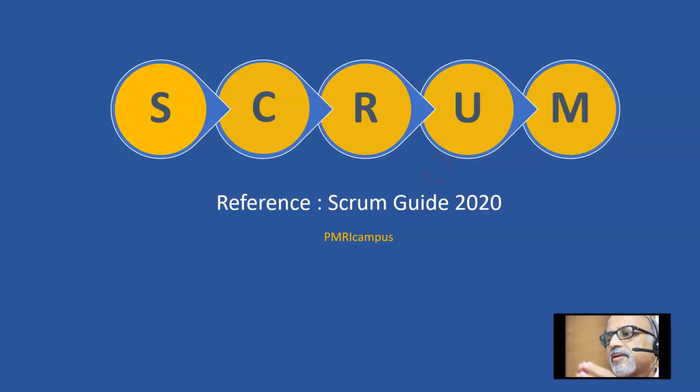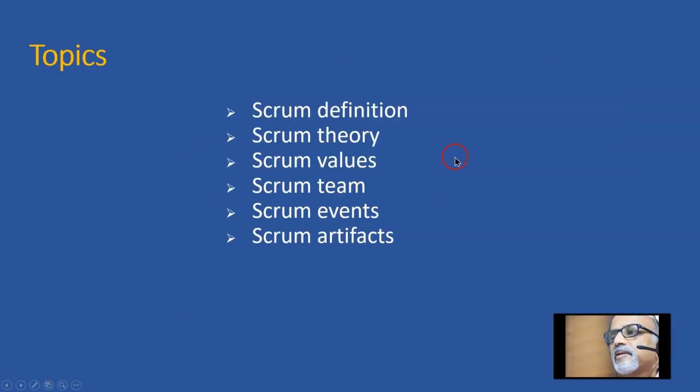Let me take you through the Scrum framework as defined in the Scrum Guide 2020. I request active watching of this video so that you understand the concepts very clearly. The topics we'll be covering in this video are the Scrum definition, Scrum Theory, Scrum values, Scrum Team, the Scrum Events, and the Scrum artifacts.